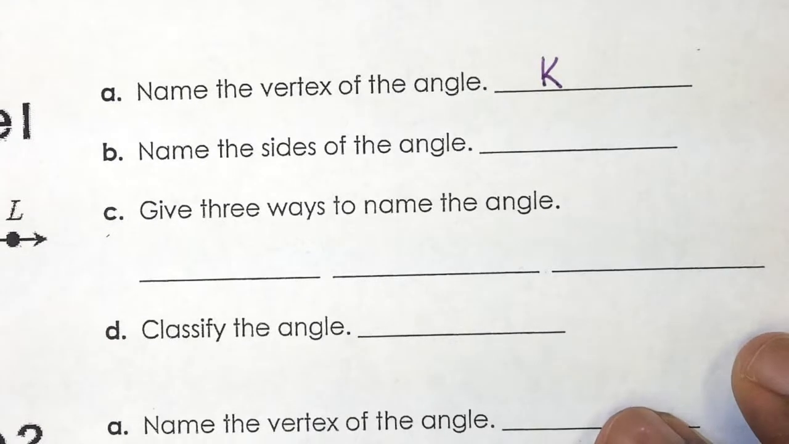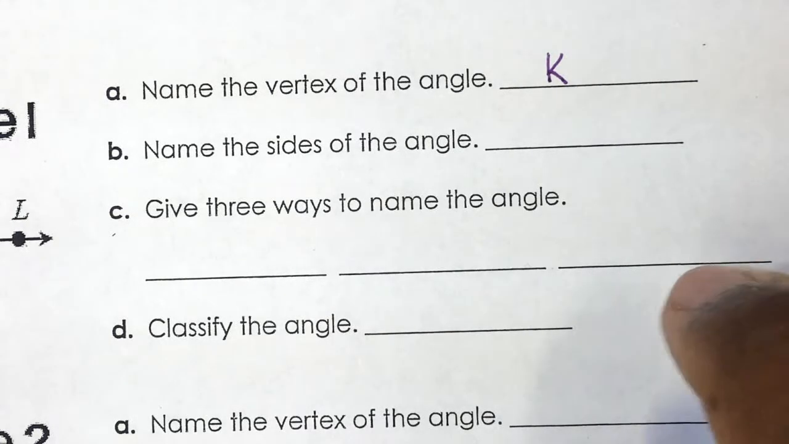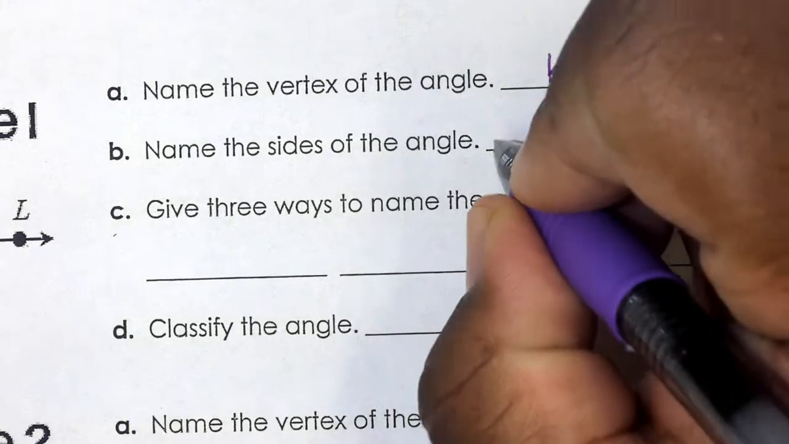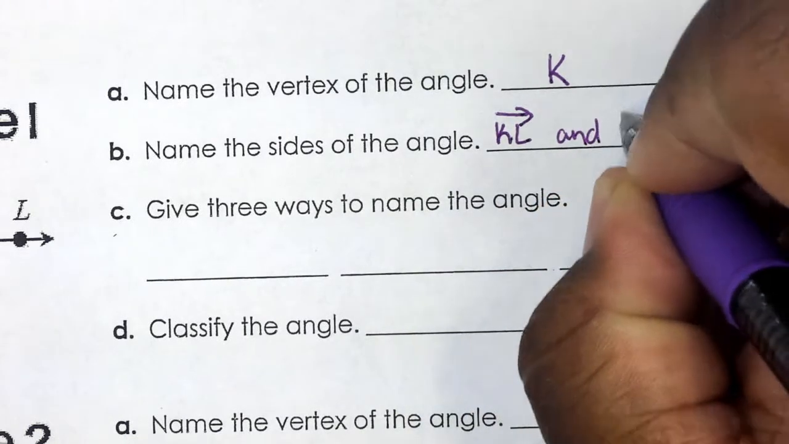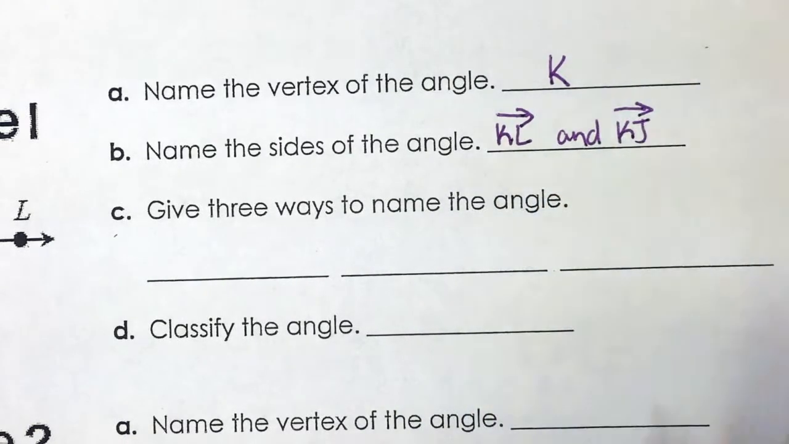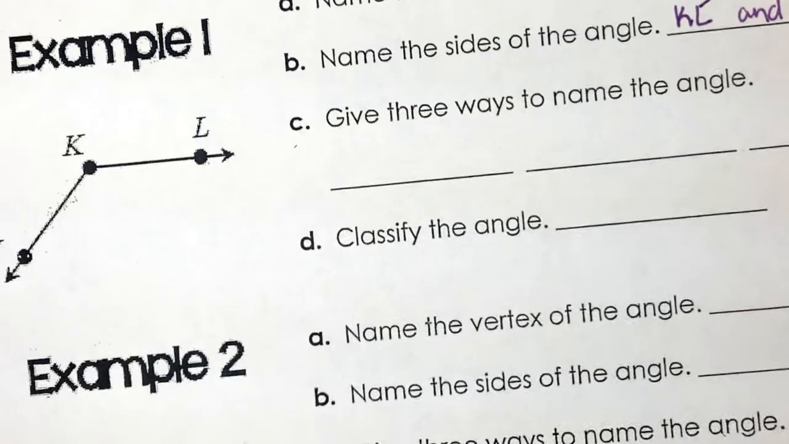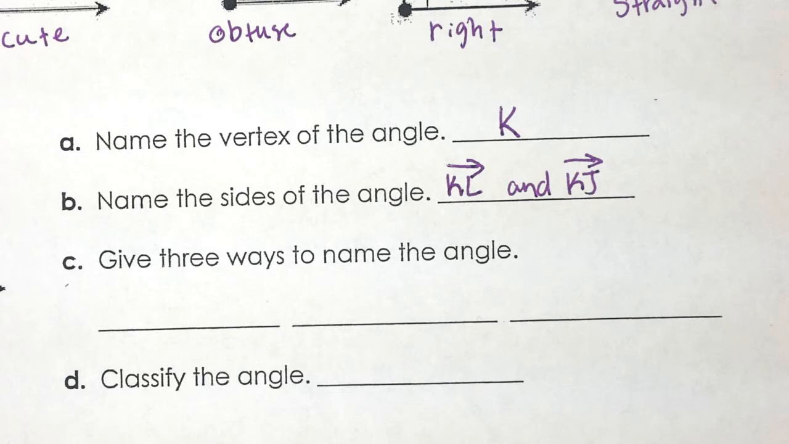Part B says name the sides of the angle. Clifton, say it again. No. Look up top at what it said the sides are. The sides are rays, so you got to give me two rays. Say it louder, Raphael. Thank you. Ray KL and Ray KJ. Ray KL and Ray KJ, and that's the only way I can name those two, too. And y'all should know why. We talked about this when I showed you how to name rays. Those are the two rays that make up the sides of the angle.